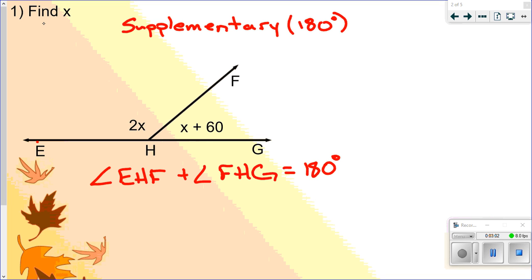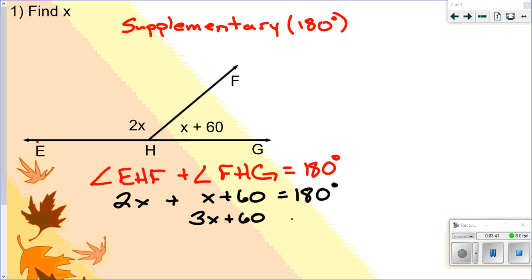The instructions here are to find the value of x. So what does x have to be so that this plus this equals 180? We're just going to write that equation and then solve it. So we're going to say 2x plus x plus 60 equals 180 degrees. The first thing you want to do in solving this equation is combine like terms. The 2x plus the x, remember there's a 1 in front of the x that's not written, so it's really 2x plus 1x, would give us 3x. So now I have 3x plus 60 equals 180 degrees.